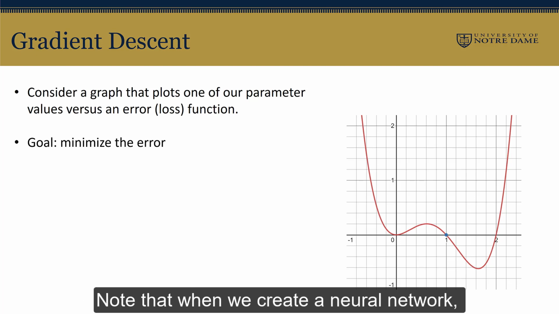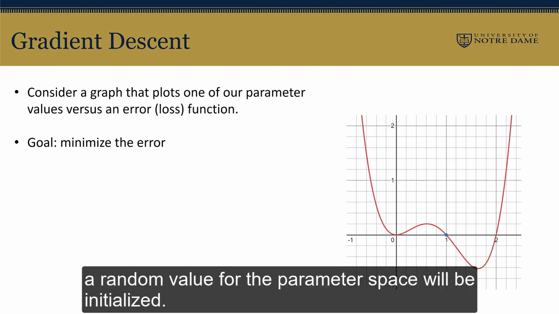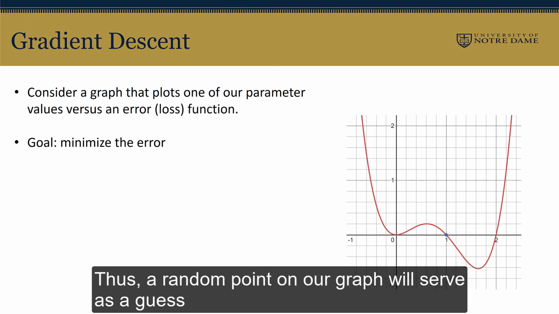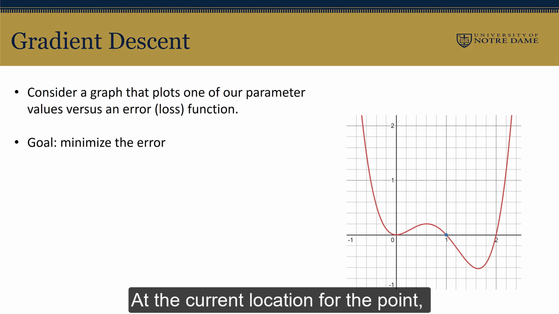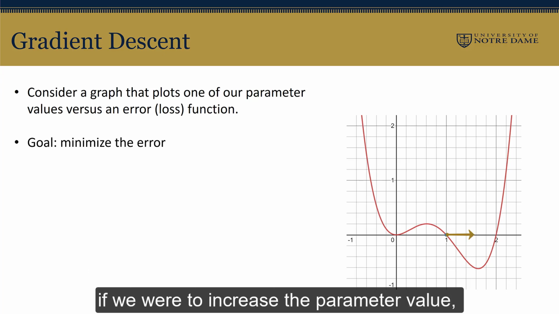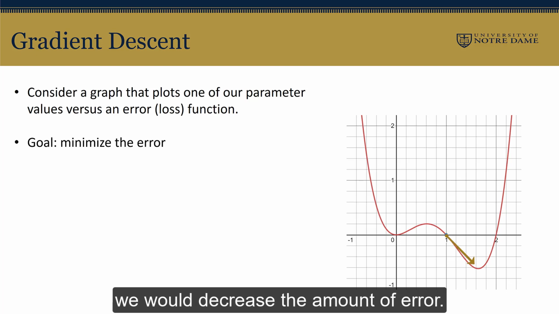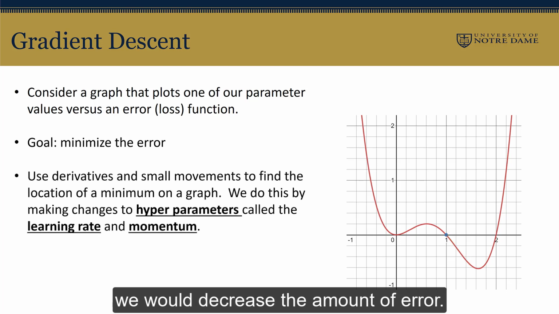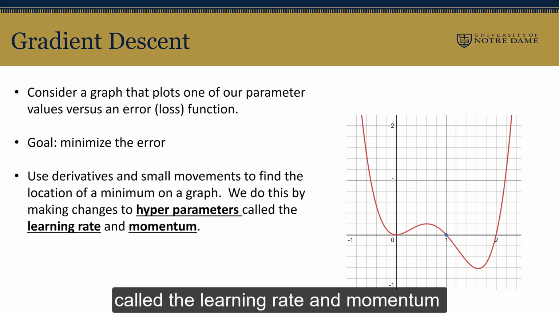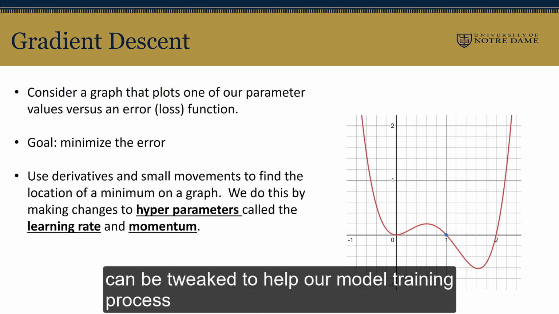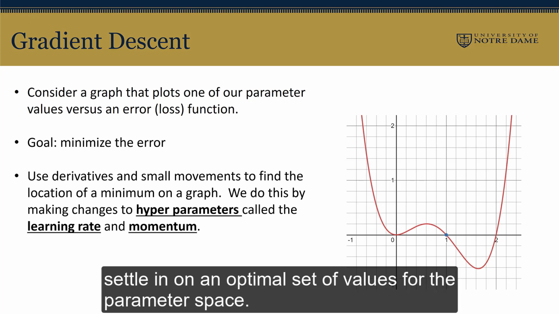Note that when we create a neural network, a random value for the parameter space will be initialized. Thus, a random point on our graph will serve as a guess to the parameter we should use and the error that this will produce. At the current location for the point, if we were to increase the parameter's value, we would decrease the amount of error. When training a neural network, hyperparameters, called the learning rate and momentum, can be tweaked to help our model training process settle in on an optimal set of values for the parameter space.